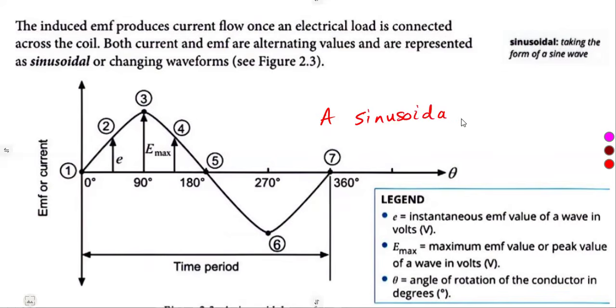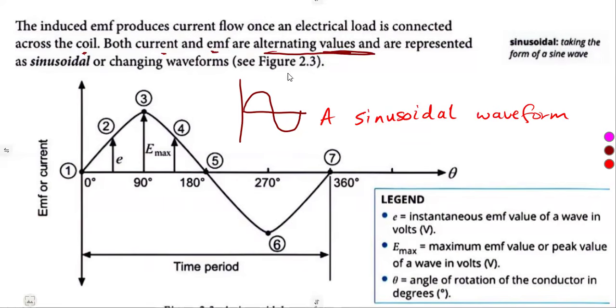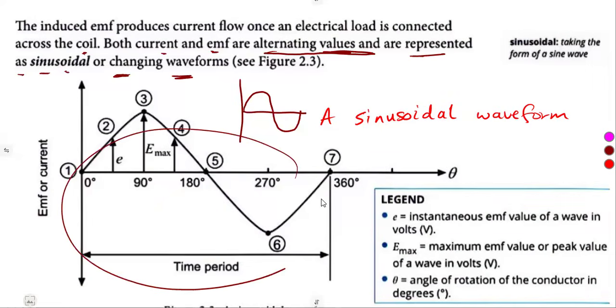All right, this is another part which is important, as we have our sine wave. That is a sine wave from our mathematics. We understand this in a mathematical way, a sine wave. So we are saying the induced EMF produces current flow once an electrical load is connected across a coil. Both current and EMF are alternating values, take note, and are represented as a sinusoidal or changing waveform. This is the idea that we have.